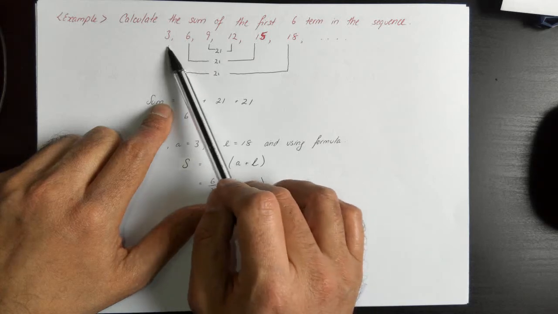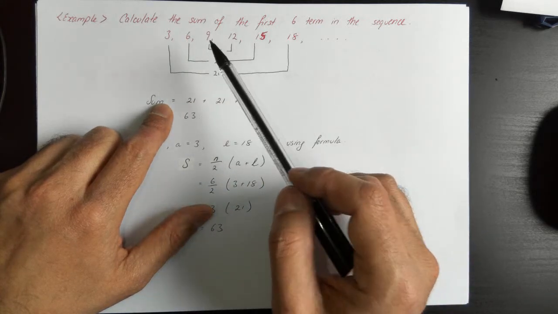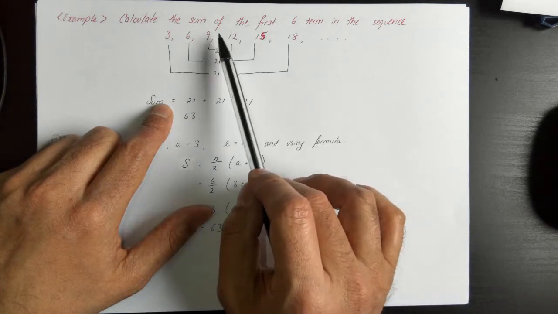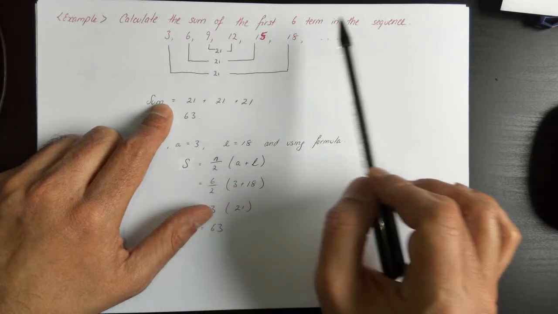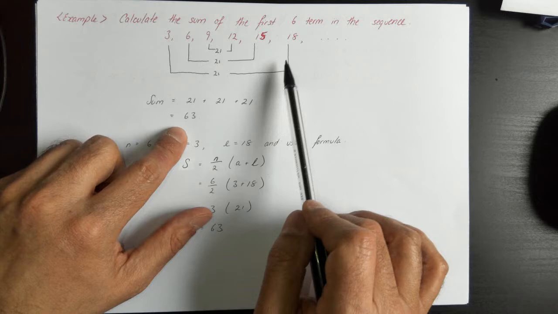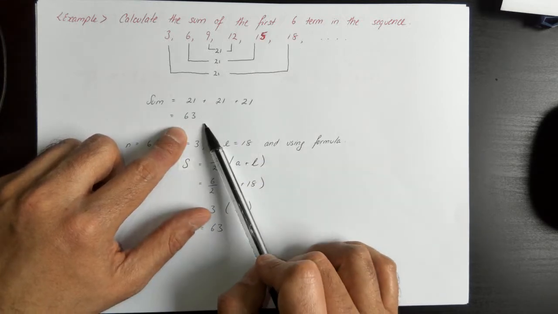So if I turn this sequence into a series, I've said 3 plus 6 plus 9 plus 12 plus 15 plus 18, right? It's actually 3 lots of 21, which gives me a sum of 63.